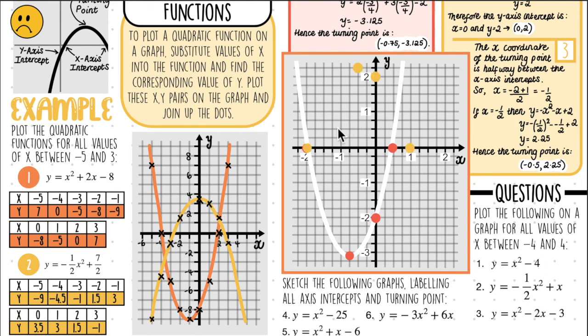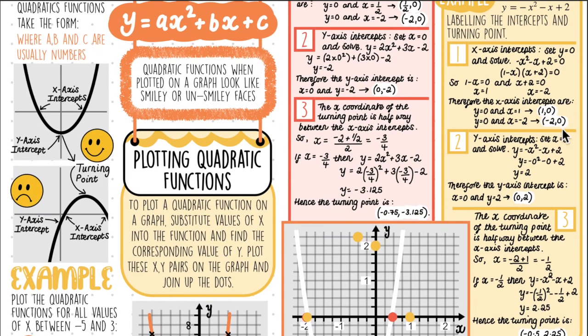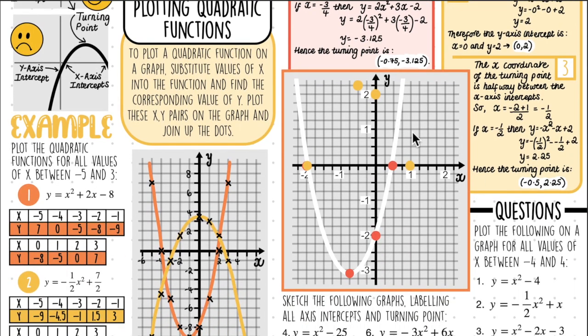So here I've plotted the points. These are the x-axis intercepts. We had -2 and 0 and 1 and 0. These guys up here. I've then marked on the y-axis intercept, which we had as 0, 2, which is this coordinate here. And finally, this mark tells you the turning point of the quadratic, and it is the point -0.5 and 2.25.